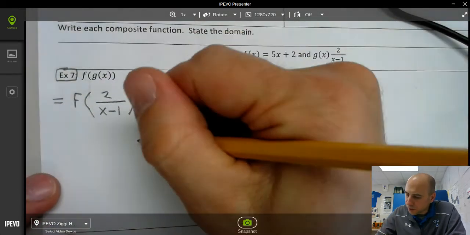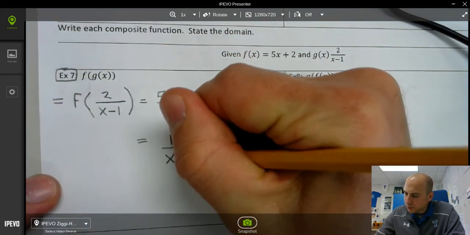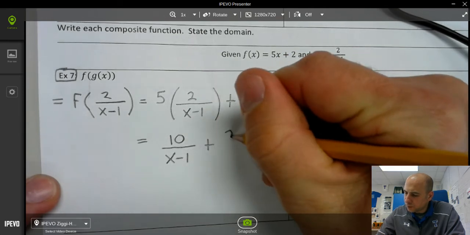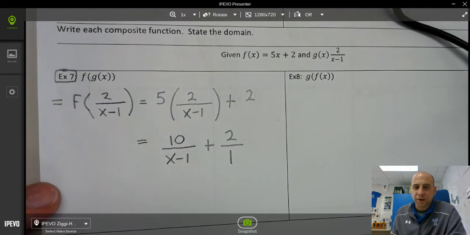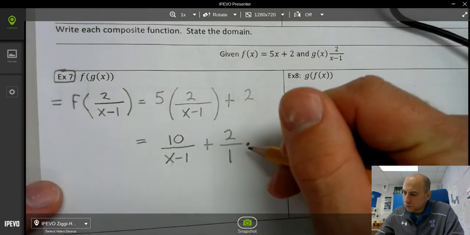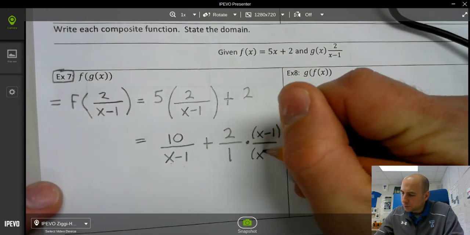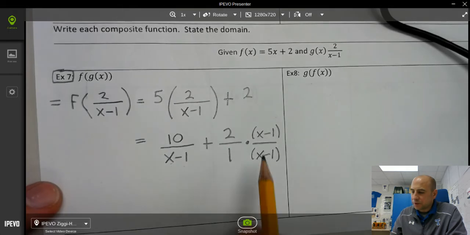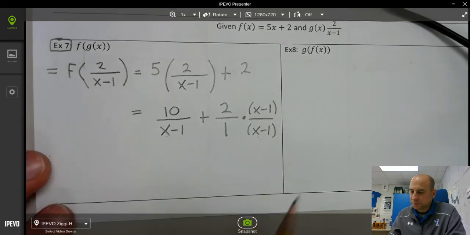Okay, so now we need to simplify. So we get 5 times 2 is 10 divided by x minus 1, plus 2 divided by 1. Now, when adding fractions, you need the same denominator. So if we multiply x minus 1 times 1, our common denominator is x minus 1. So we need to multiply 2 over 1 times x minus 1 divided by x minus 1. And we can do that because x minus 1 divided by x minus 1 is 1. Okay, so we haven't changed this. We're just manipulating it so we can add the fractions.